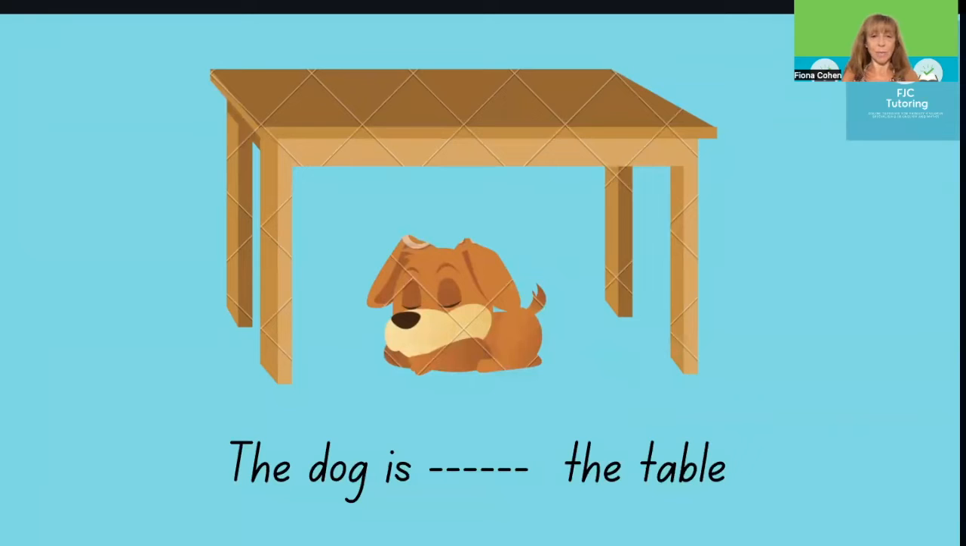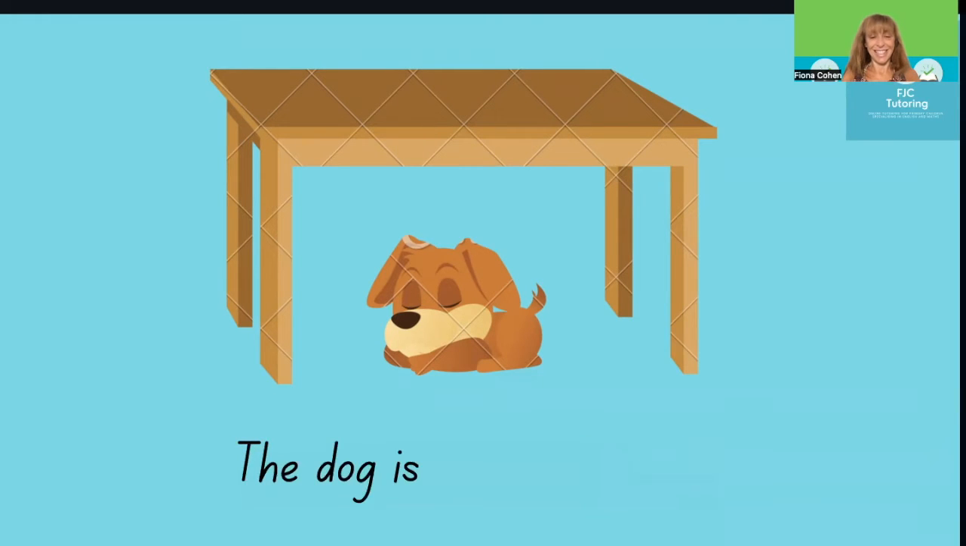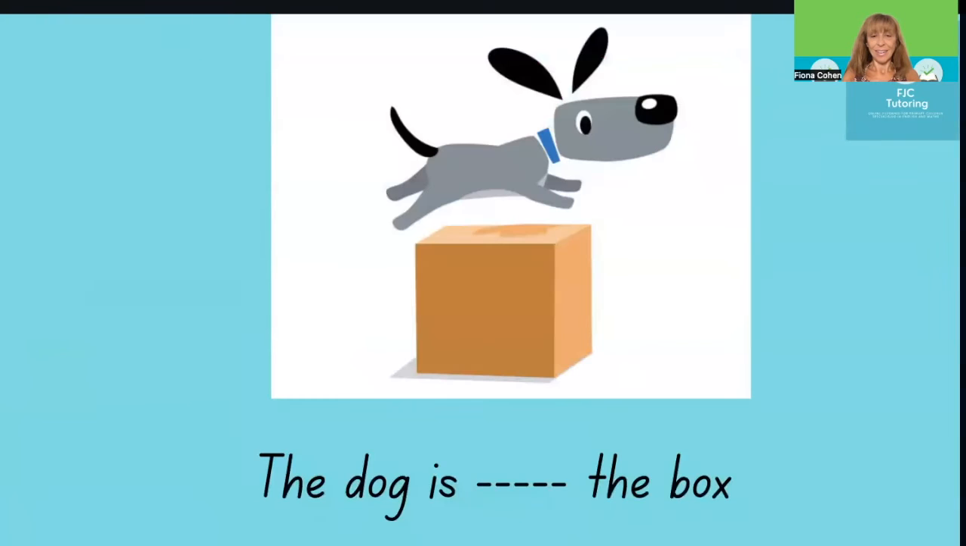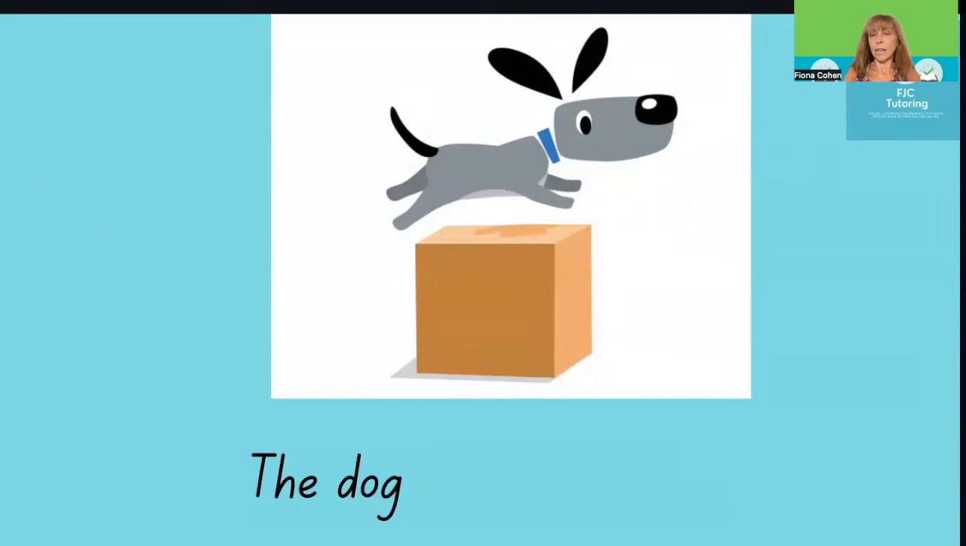How about these examples? Have a look closely. Where is the dog? Can you use a preposition to tell me where the dog is? That's right. The dog is under the table. What about this picture? The dog is where? Let's use the preposition above. Well done if you thought of above. The dog is above the box.